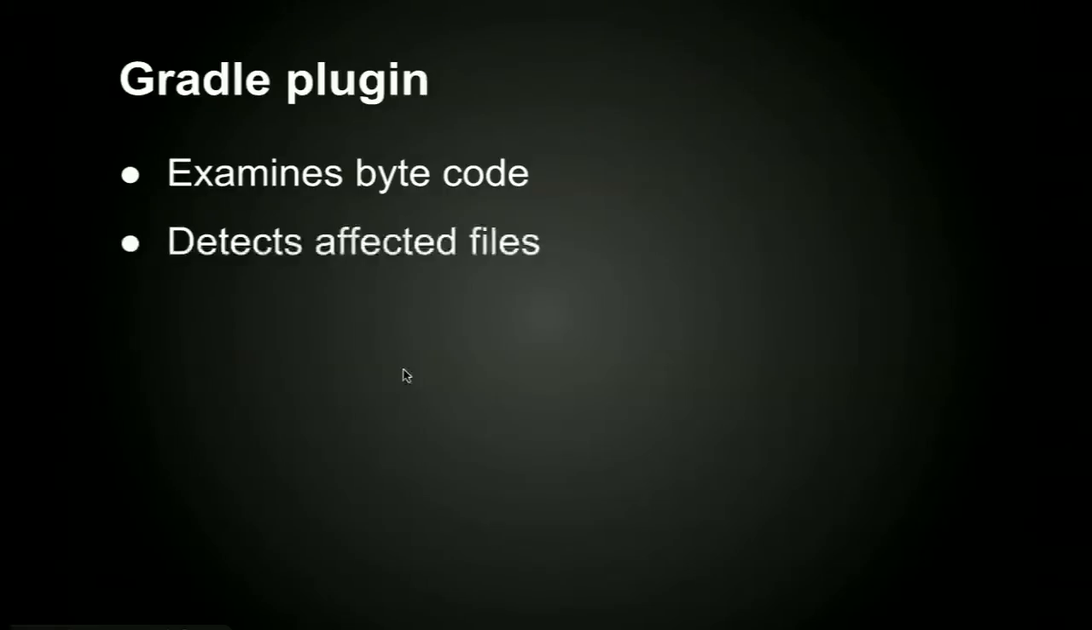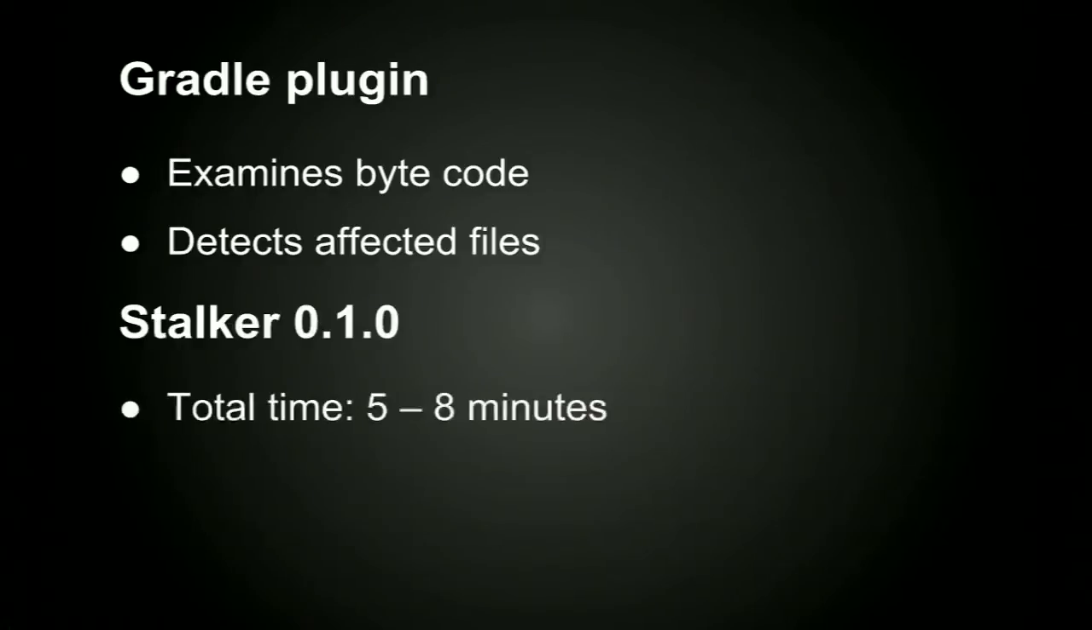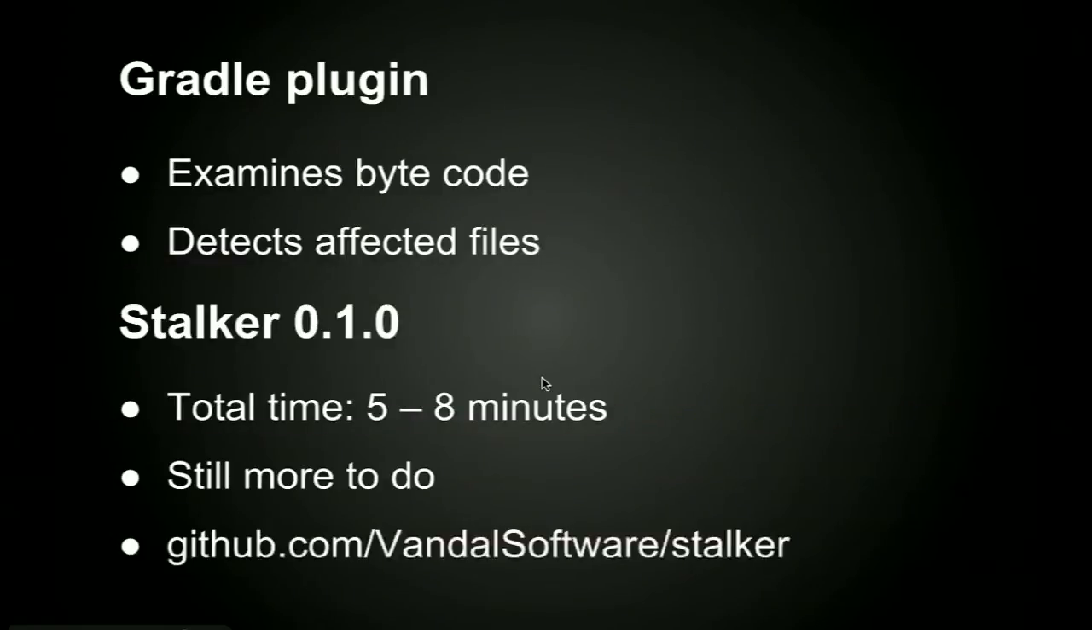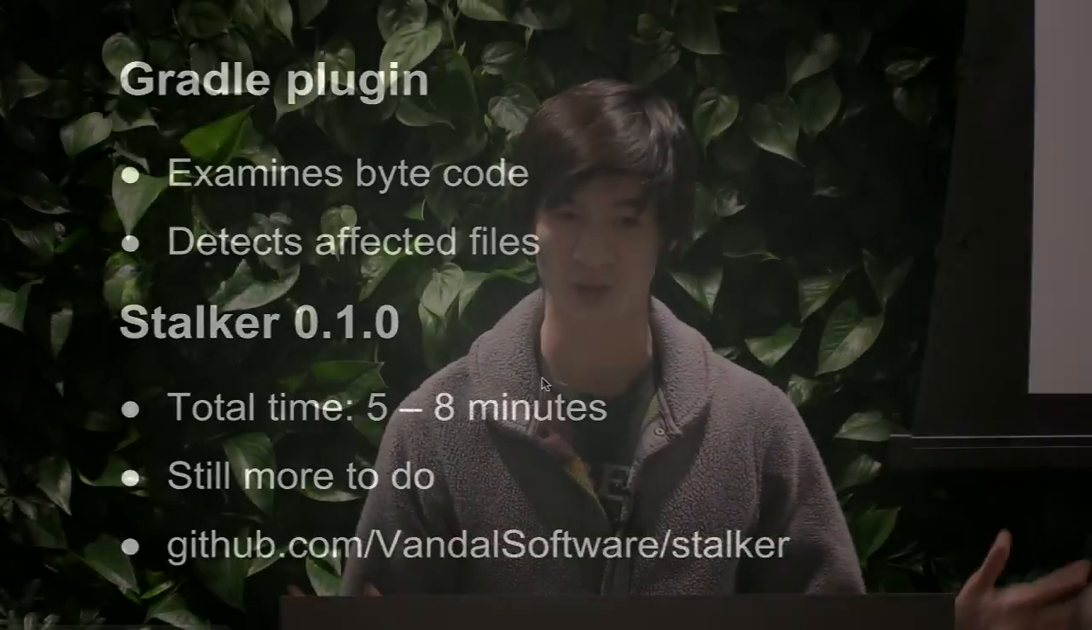I call it Stalker. It's at 0.1, so very new. But after we applied it, our total time is now down to 5 to 8 minutes. That's lint, checkstyle, compilation, and unit test running, about 5 minutes. So that's pretty good. We're in good shape. There's a lot more to do. I open sourced this morning, so you can go check that out. I encourage you to make pull requests for me, and that's where you can find it. Thank you.